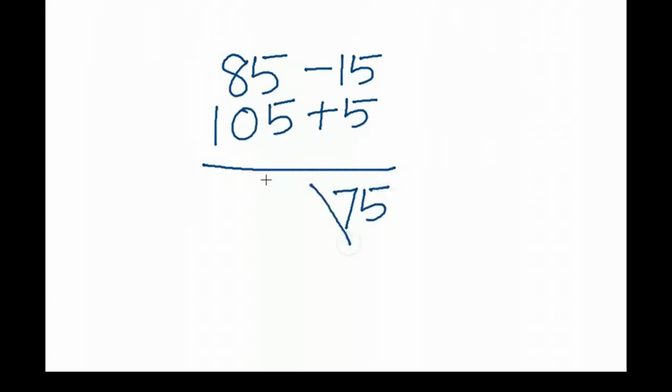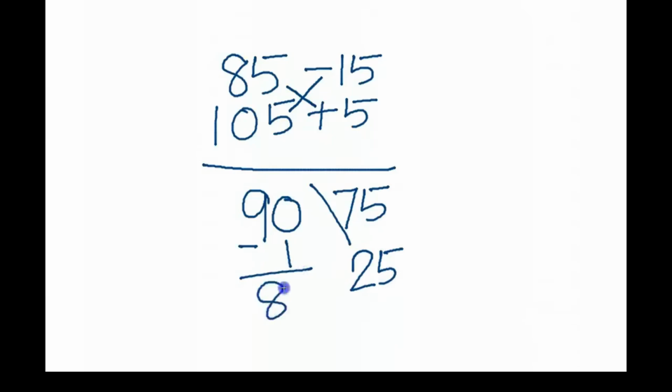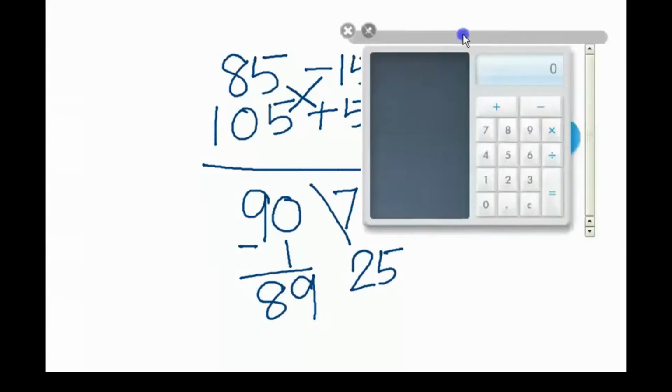So the first step is multiply the right-hand side, which gives me 15 times 5, that is 75. Then the next step is either do 85 plus 5, or 105 minus 15. Whatever we do, it comes as 90. So the next step is find how much less 75 is than 100, which is 25, and do a minus 1 from this side, which gives me 89. So the answer is 8,925. Let's check this out. 85 into 105 gives me 8,925.